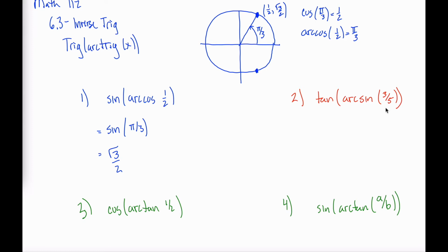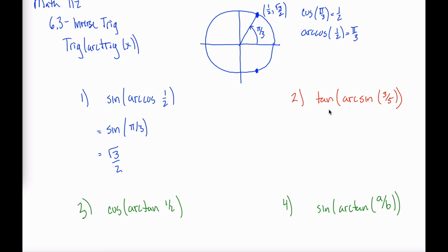Tangent of arc sine of 3/5. Let's see, arc sine, I'm thinking about the right side of my unit circle here. I want an angle between negative pi over 2 and pi over 2. And I want the sine of that angle to be equal to 3/5. I don't remember ever getting the sine of an angle being equal to 3/5. Where's the y-coordinate equal to 3/5? I have no idea. That's not one of the memorized values on my unit circle. Dang, that's a bummer. He must have messed up and gave me an impossible problem.